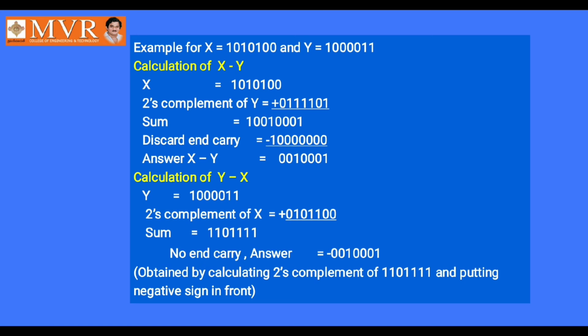But don't forget putting a minus symbol in the beginning. Because here y is a smaller number and x is a larger number, the result you will get is obviously a negative value. So minus 0010001 is the result, which is obtained by calculating the 2's complement of your end sum and putting the negative sign in front. So this is the way you perform subtraction in complement form. It may be a decimal system or a binary system, even octal and hexadecimal, the same procedure you need to follow.